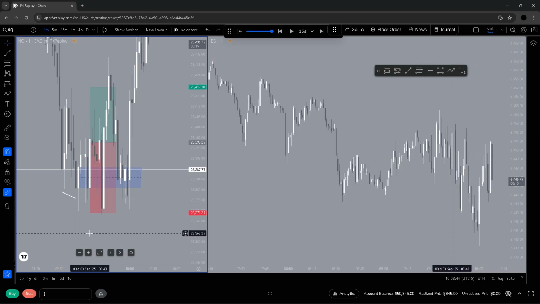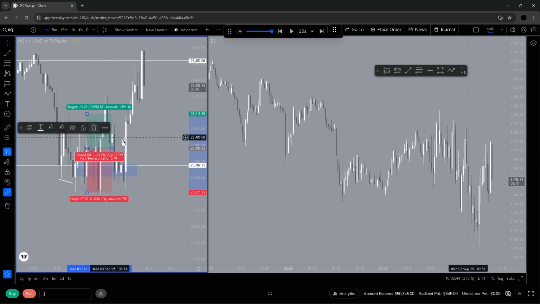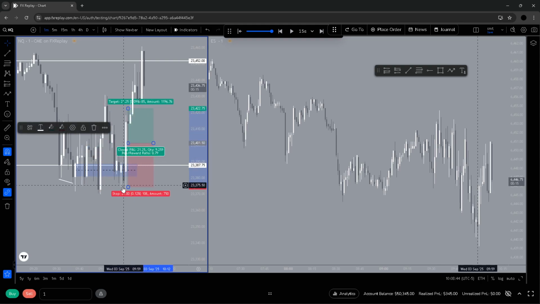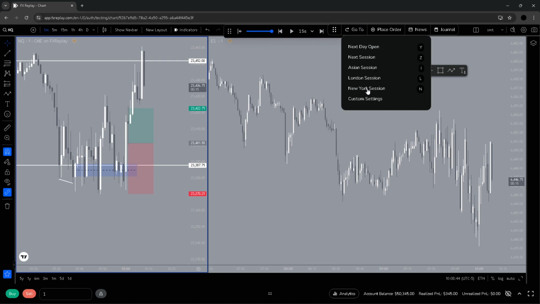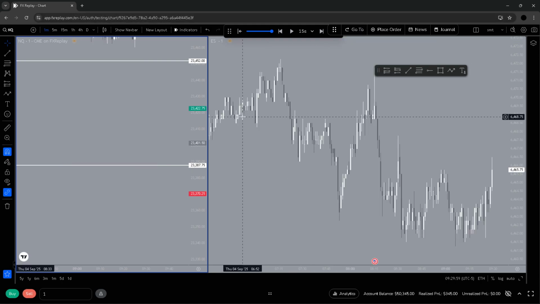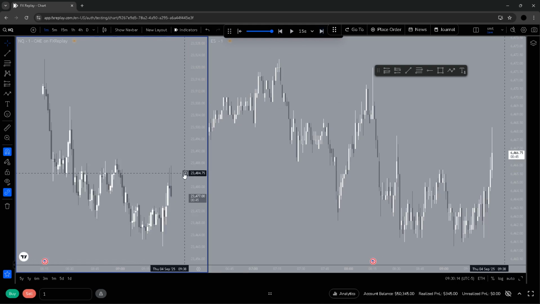What time did you take an entry there? So that's 9:43. There's also a valid entry here. I'd just already taken my trade, so I wouldn't take a second trade here. But yeah, let's go into the next day. So let's see. We'll start off at 9:30 and see what happens.